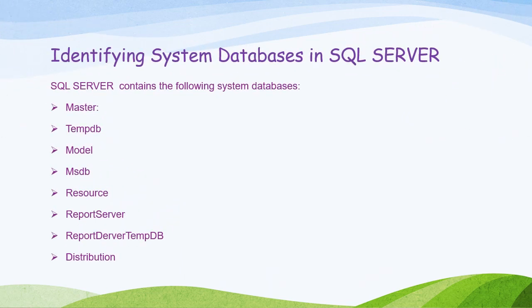SQL Server contains the following system databases. First one is master. This is the default database when you start SQL Server, so in the context you will see the master database, which is the default. The second one is TempDB. Third one is model. Fourth one is MSDB. Fifth one is resource. Sixth one is ReportServer, the seventh is ReportServerTempDB, and the eighth is distribution. So these are all the system databases of SQL Server.